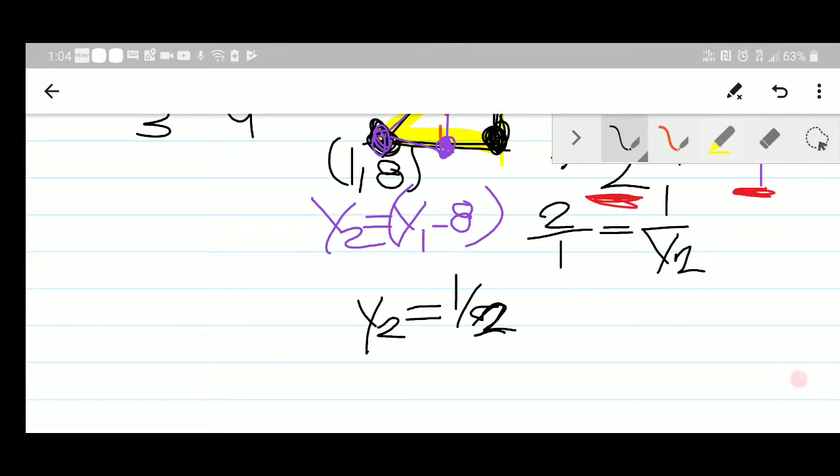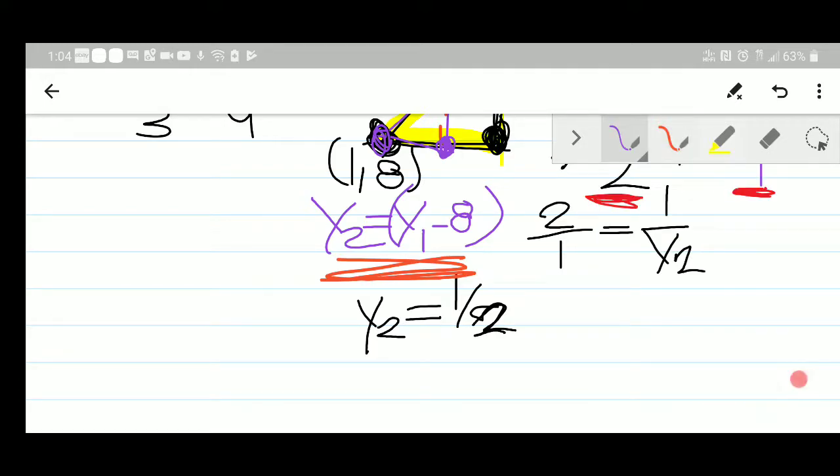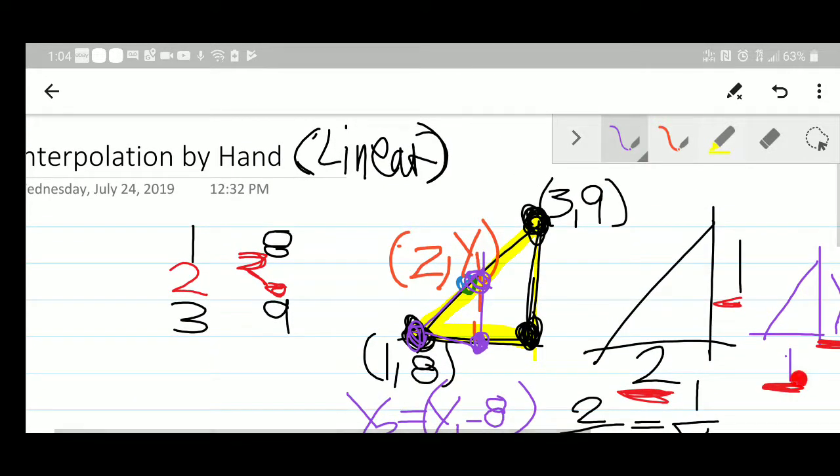So we go back to this equation here. If y2 is 1/2, then y1 is what? 8.5. And there's your answer, 8.5.